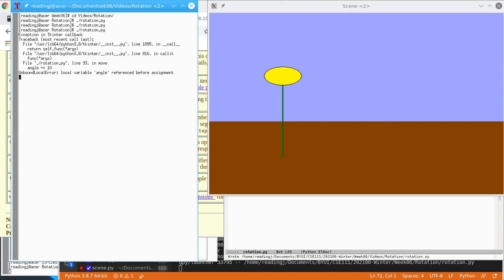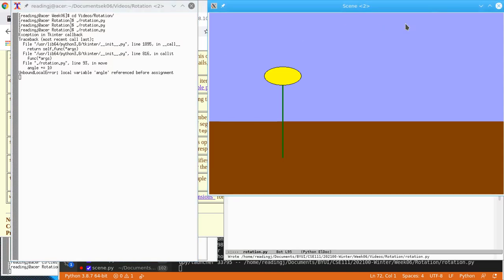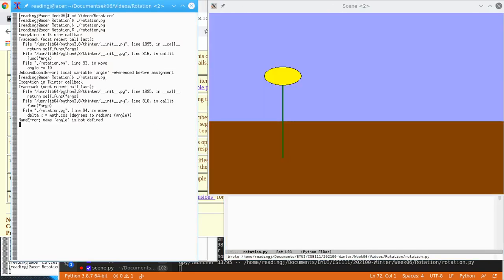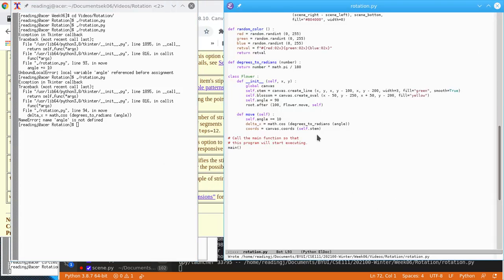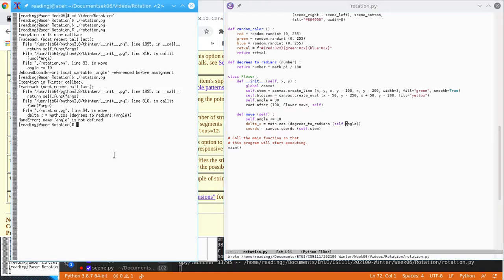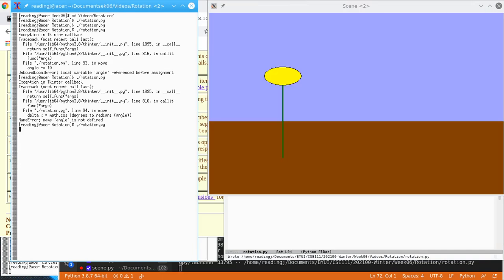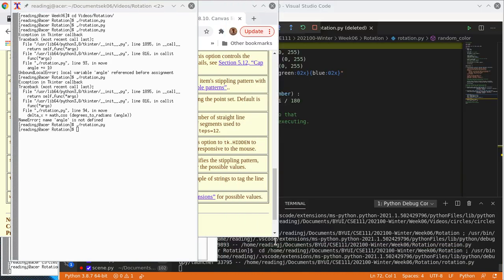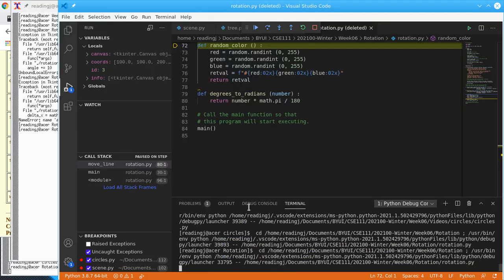Okay, and if we just stop at that point in the debugger, we won't see anything happen because I haven't... Whoops! Local variable angle referenced before assignment. Oh, well, that's very true. Self.angle, how about that? Let's try that. Name angle is not defined. Oh. See, that's why you should use search and replace to rename things like that and not just try to. Okay, so at least it didn't crash that time. But let's stop in the debugger. There we go.